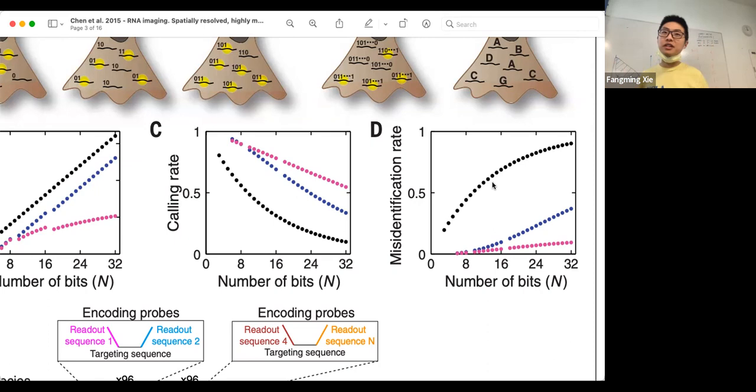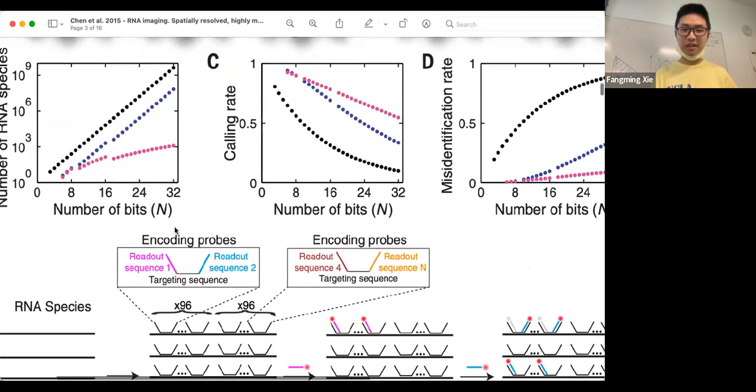One measures false positive, one measures false negative. False positive means misidentification. False negative means you didn't capture what you're supposed to capture, this calling rate. Okay. Yeah, that's a great question. And it's fundamental statistics that's haunting all branches of complex data structures.